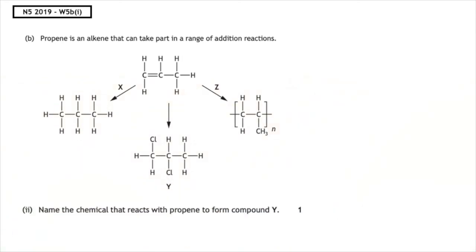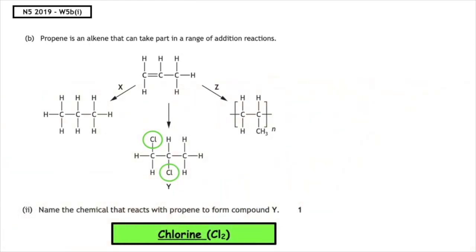Part 2 to the same paper asks us to name the chemical that reacts with propene to form compound Y. Again, we want to identify what's new on compound Y. We can see that we have added 2 chlorine atoms. So the name of the chemical that reacts with propene is chlorine, which is Cl2.